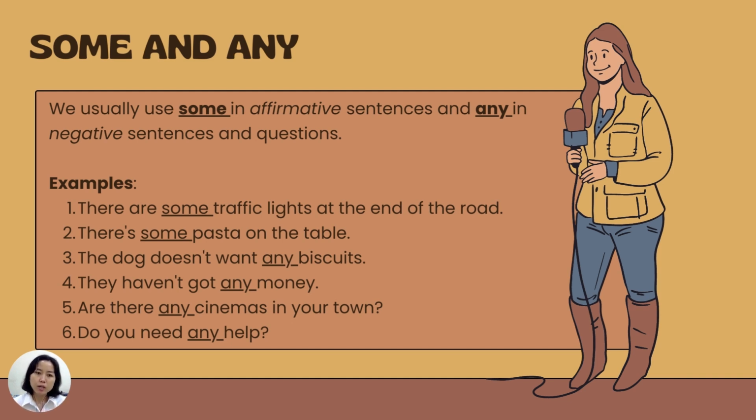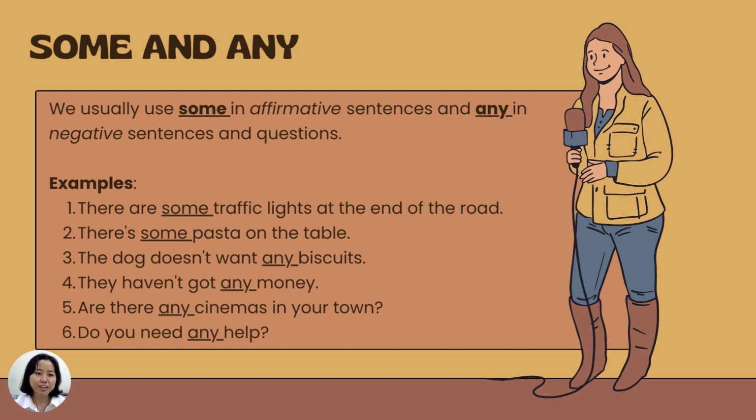Number three, the dog doesn't want any biscuits. Could you please tell me why we use any here? Yes, because the sentence is negative. Good. What about number four? They haven't got any money. Why do we also use any here? Perfect, you know it, because this one is also a negative sentence. We have doesn't in number three and we have haven't in number four.